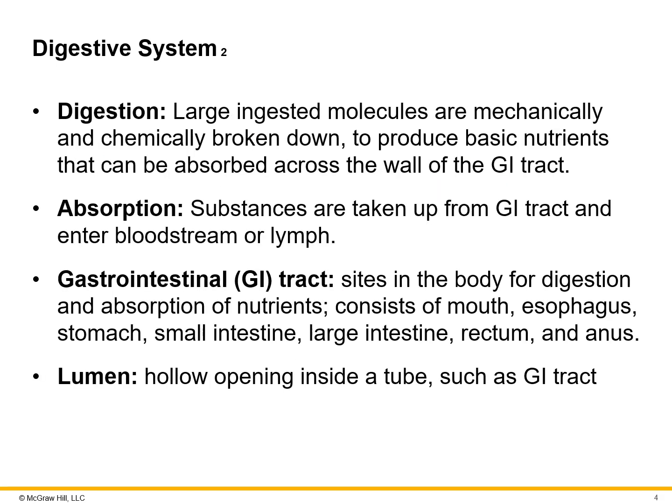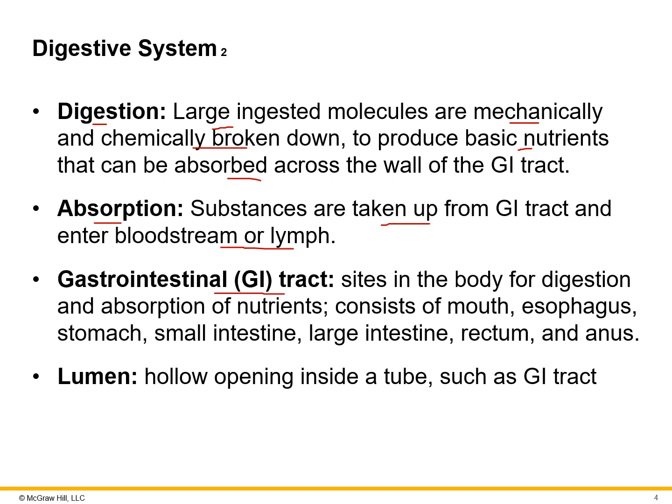All right, so just some of the terminology that goes along with this. Of course, digestion is just taking large molecules and either mechanically, thinking about chewing, or chemically, all the different enzymes, breaking them down into the basic nutrients, and then those nutrients are what gets absorbed through the wall of the GI tract into our cells. And absorption just means taking up from the fluid in the GI tract and entering then into the bloodstream or the lymph. So remember, water soluble goes to the liver and into the blood, fat goes into the lymph.